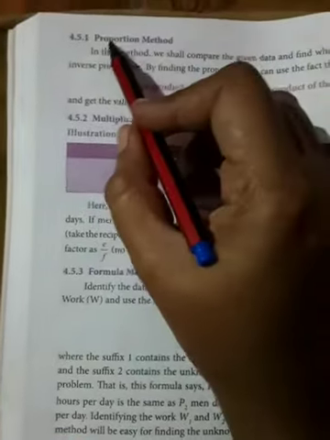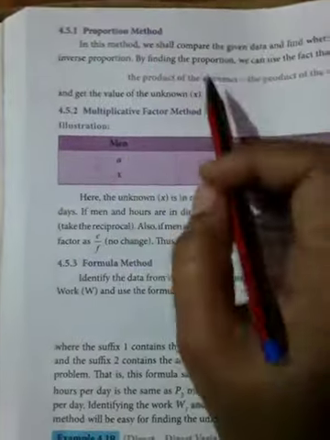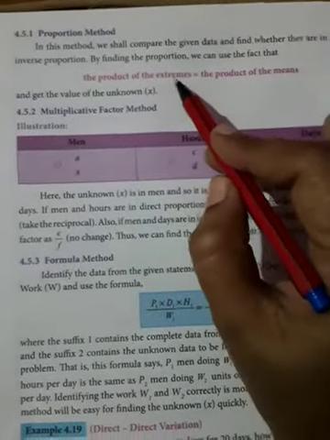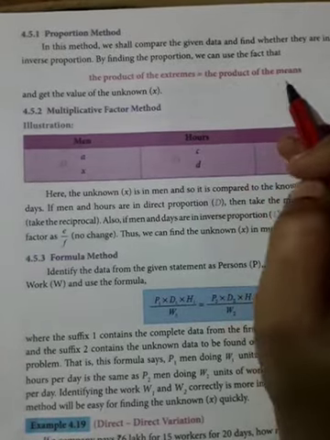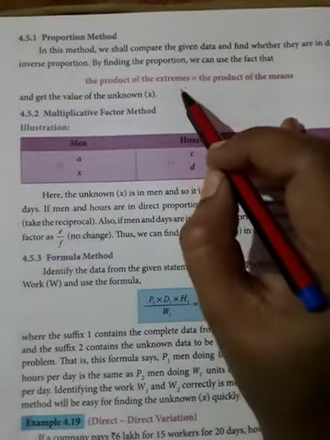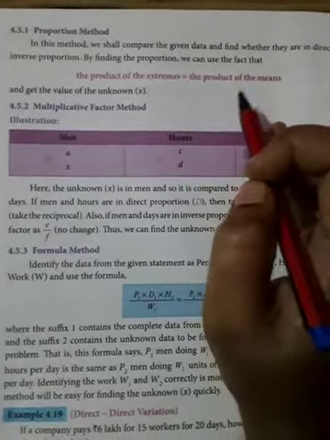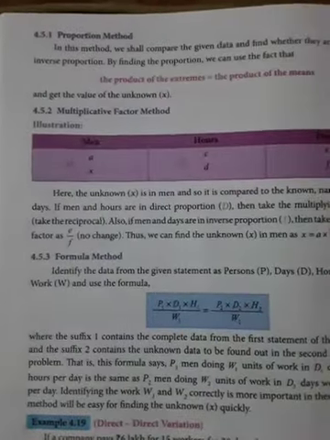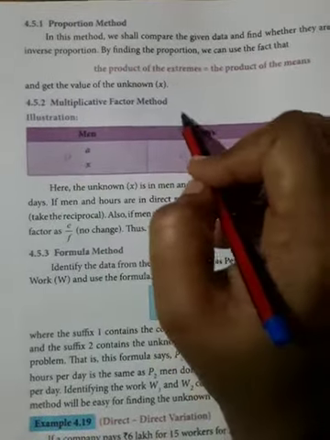Okay, one is the proportion method. The proportion method is nothing but using this formula: the product of extremes is equal to the product of means. Just listen to the formula, I'll give you the explanation with the example sums. Okay, next one, the multiplicative factor method.